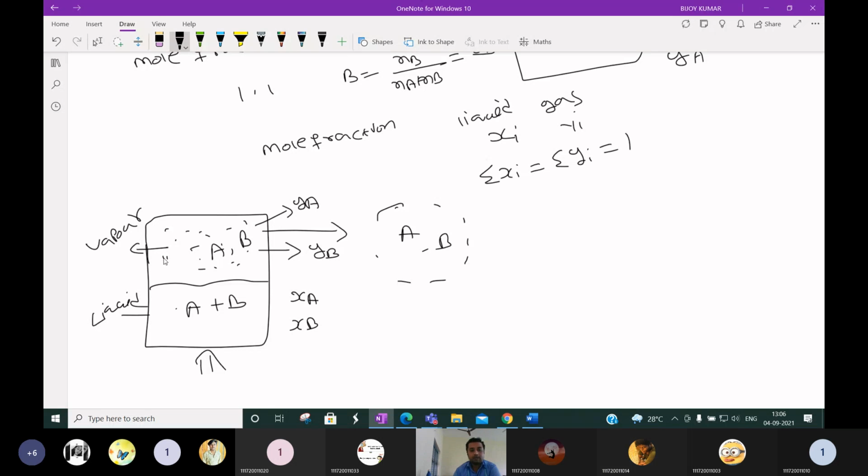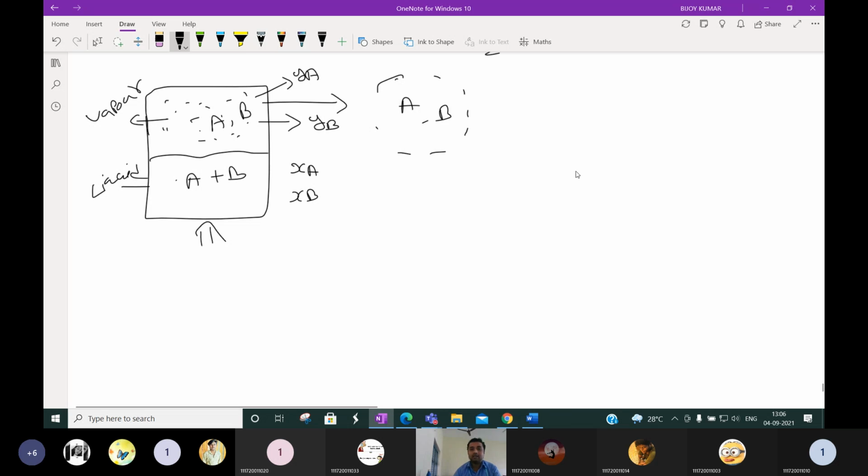Then please understand these things, because next we are going to discuss Raoult's law and Henry's law, and according to that, many numerical problems will be asked throughout your chemical engineering. So you have to understand this notation clearly.